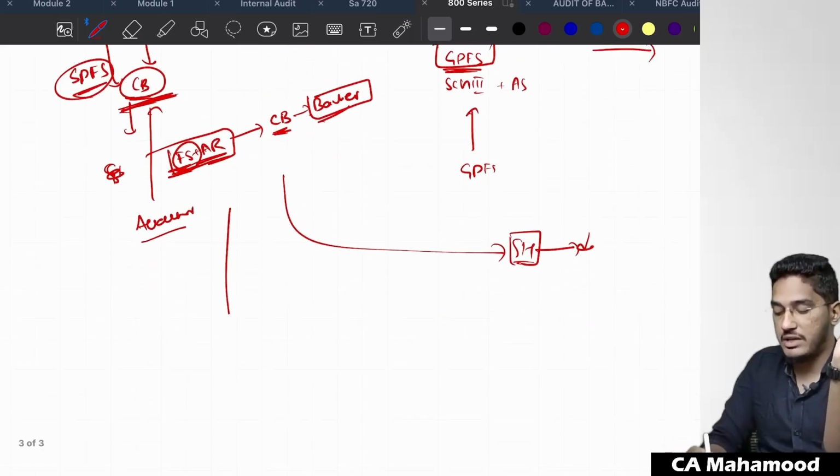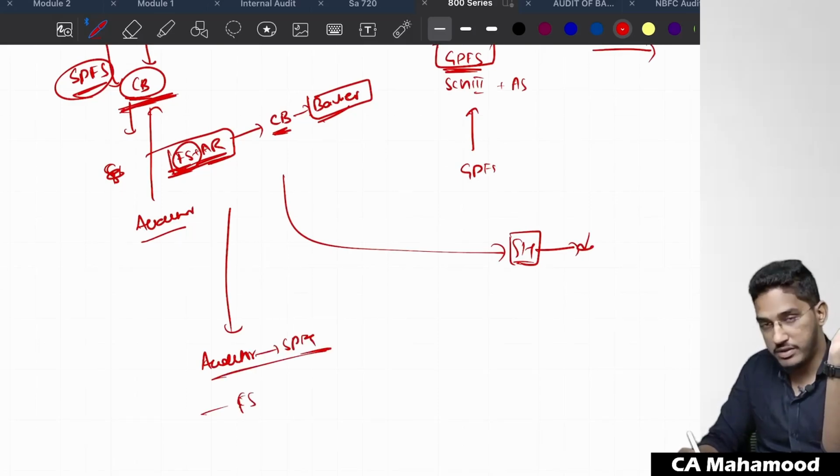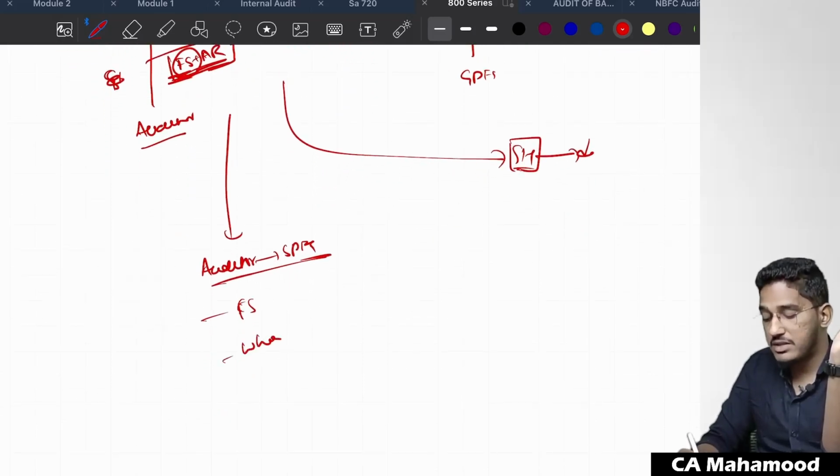How you can make sure that is in the auditor's report, whatever you are giving on the special purpose financial statements, specifically mention what these financial statements are for. For whose purpose these financial statements are prepared, mention that clearly. Sir, how can I mention that in my audit report?